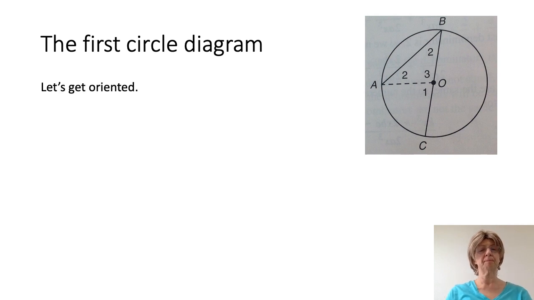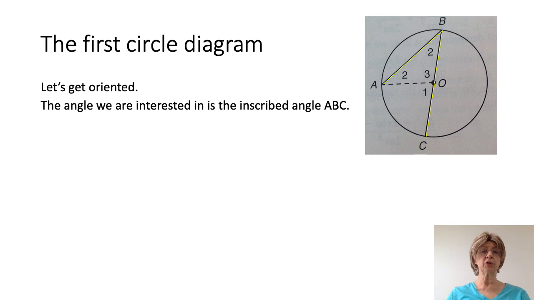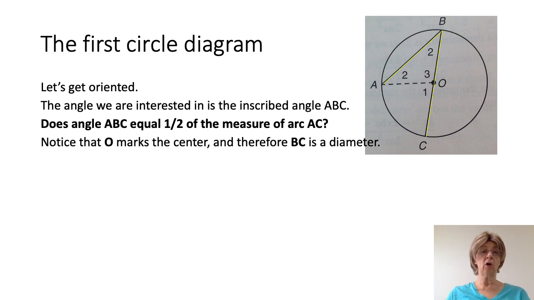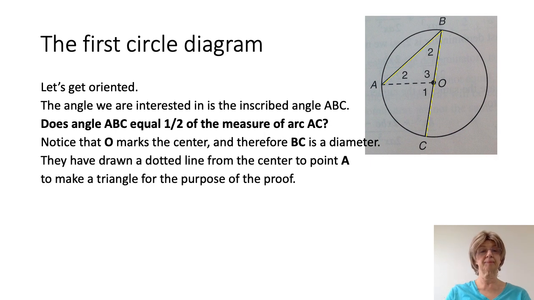Let's get oriented. The angle we are interested in is the inscribed angle ABC. Does angle ABC equal 1/2 of the measure of arc AC? Notice that O marks the center and therefore BC is a diameter. They have drawn a dotted line from the center to point A to make a triangle for the purpose of the proof. This is perfectly acceptable in proofs. Two dots define one line.